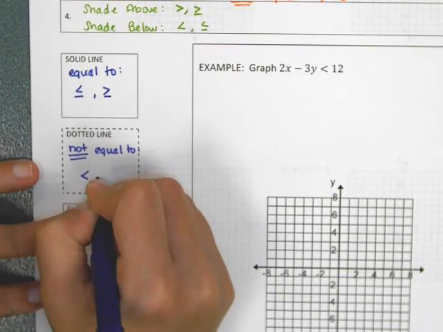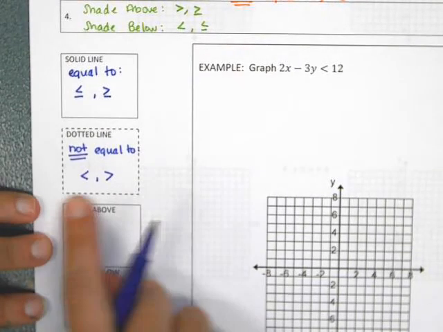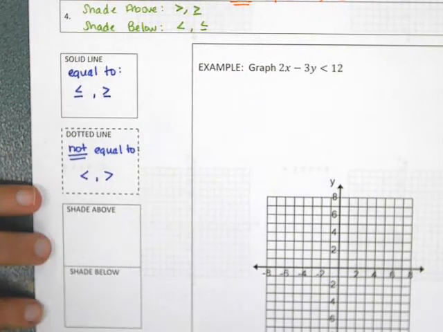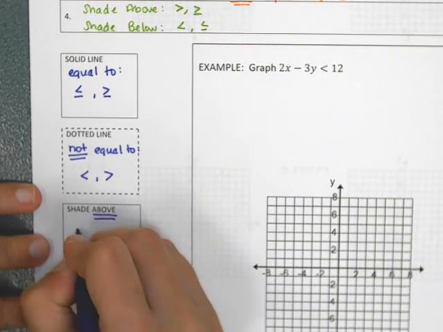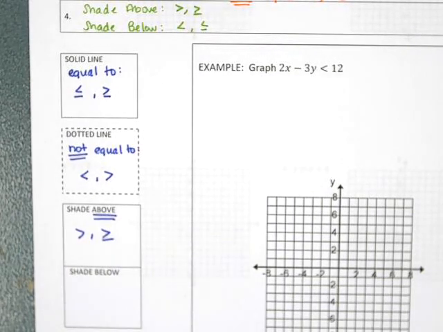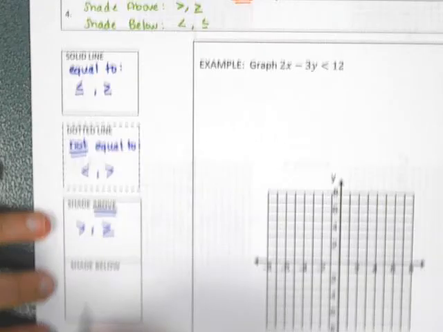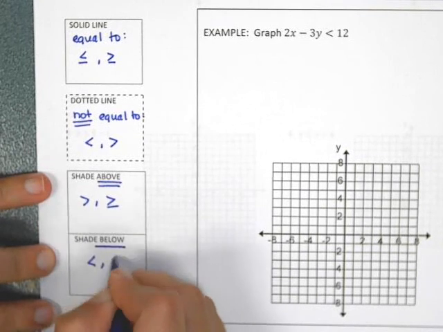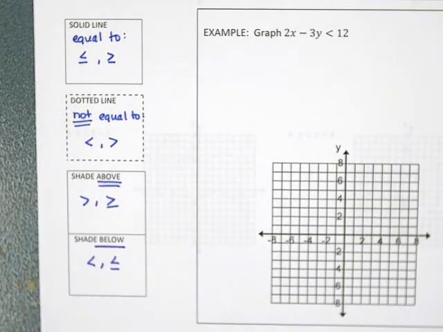So, like a less than or a greater than. And they're literally dotted lines like this box. Shading above is when you have a greater than or equal to. Remember, greater means bigger, so up. Shading below is when you have a less than or equal to. Remember, below means less, so down.